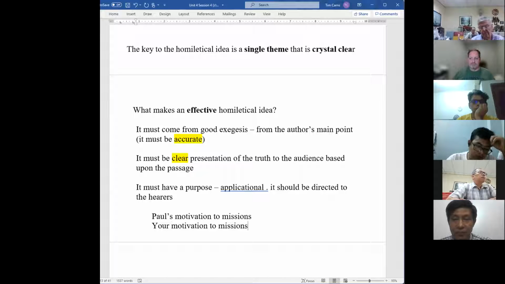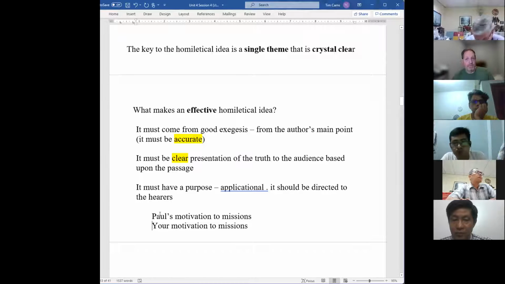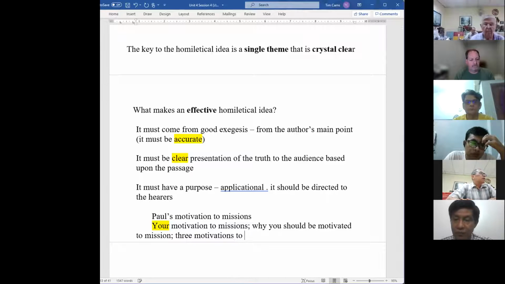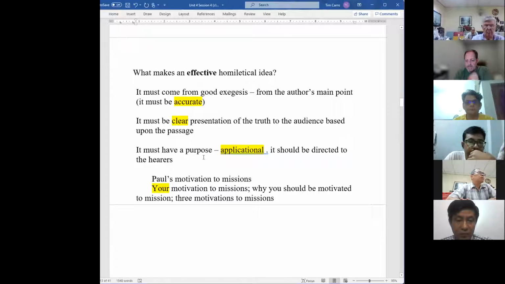All right, that's the difference between the exegetical idea and a homiletical idea, considering who's the audience. Okay, so yes, your motivation will come from Paul's motivation from this passage, but direct it to your hearers, or you say why you should be motivated to mission, or three motivations to missions, something like that. All right, good. So applicational, that is directed towards your hearers. All right, these are great. Any others, guys, come to your mind?